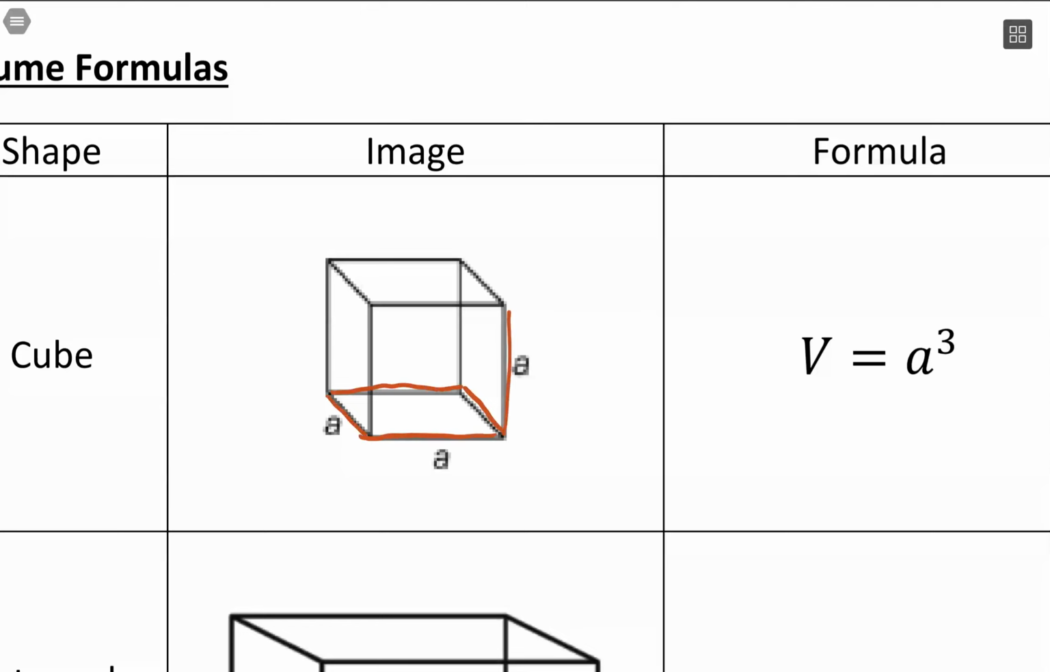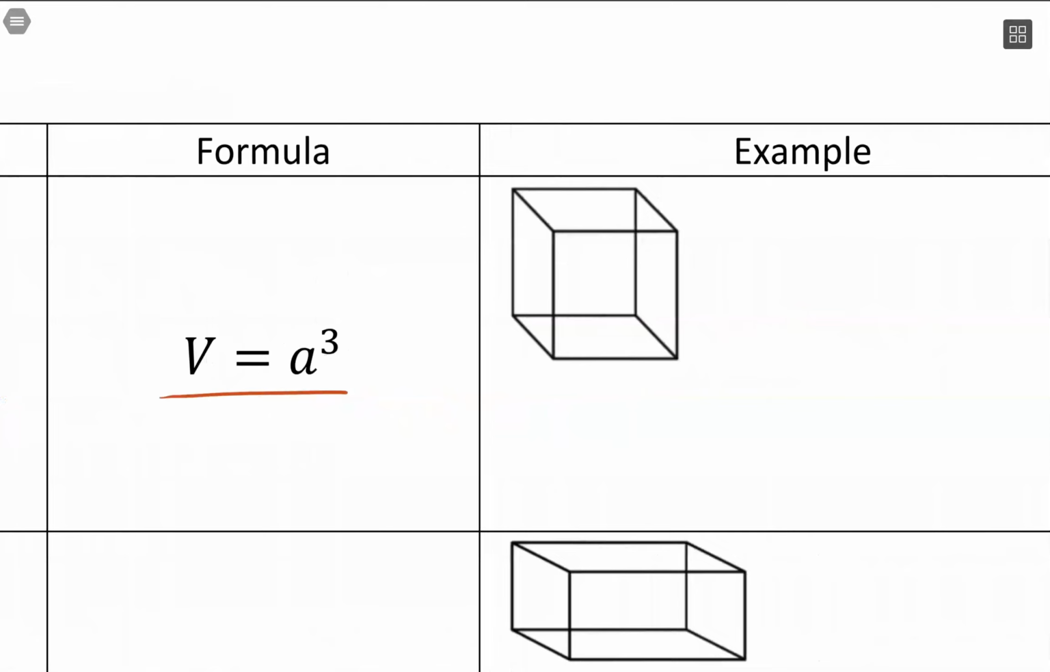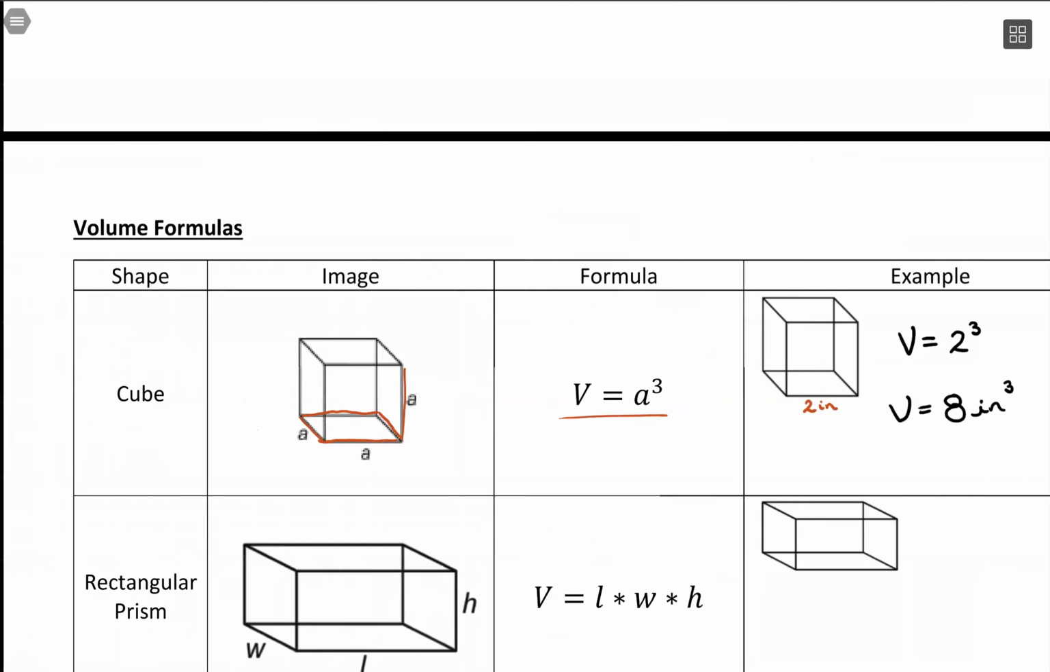So base would be a times a, and then times height, which is also a. So that's where we just get a formula of a cubed. So let's say, for example, I have this cube with a side of 2 inches. So for volume, we'd have 2 times 2 times 2, or you could think of that as 2 cubed, which would give us a volume of 8. And then our units are inches, and volume always has cubed inches. So that would be a cube.